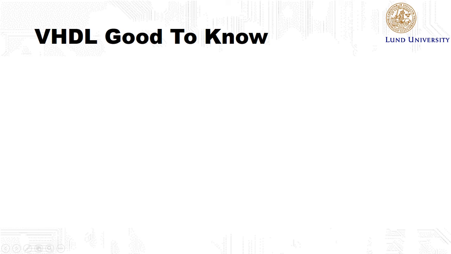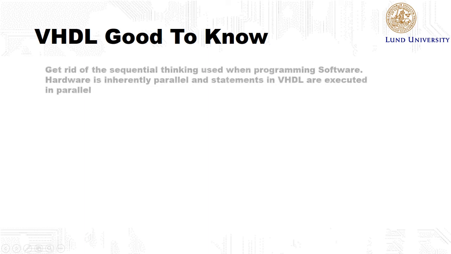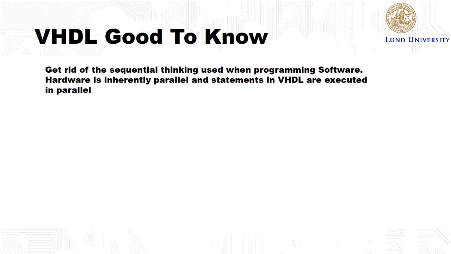In this lecture, we have gone through the basic structure of a VHDL source file, and we have also discussed different object types and data types. Lastly, I would like to give you some good-to-know points about VHDL. The first and most important thing to remember is that you are not writing software. VHDL is used to describe hardware.